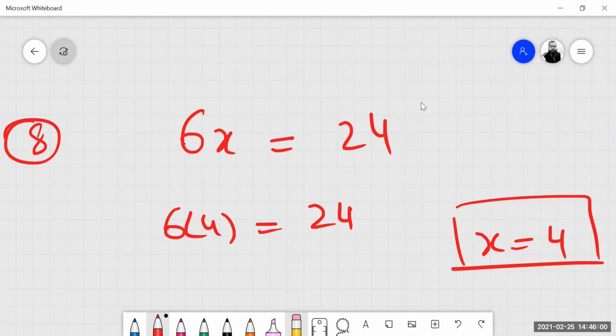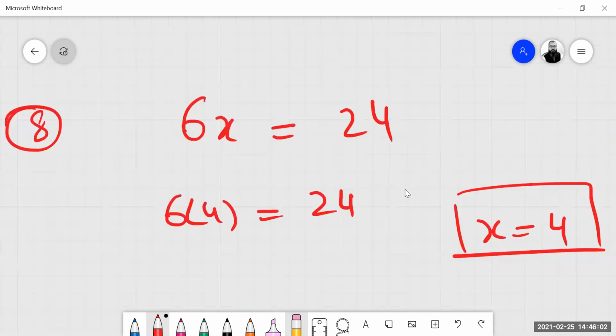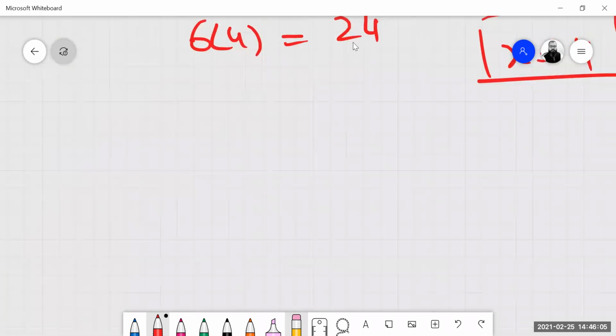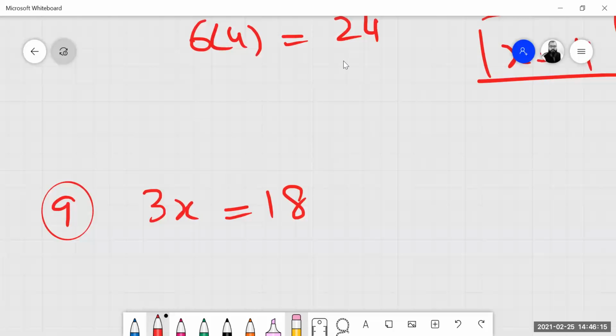Next. Question number 9. Now this is given: 3x equals 18. 6. X is equal to 6.